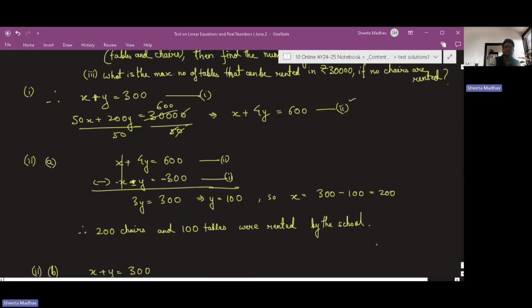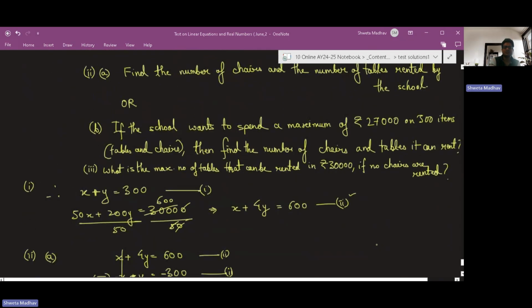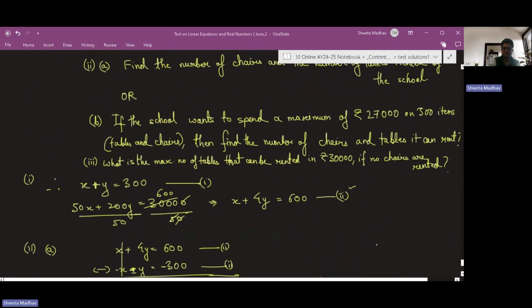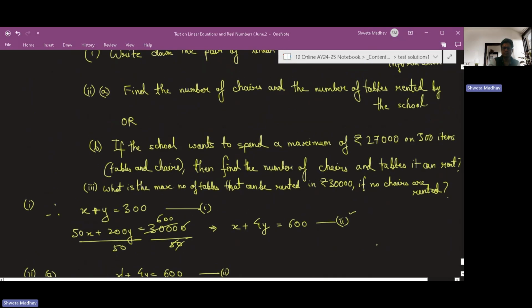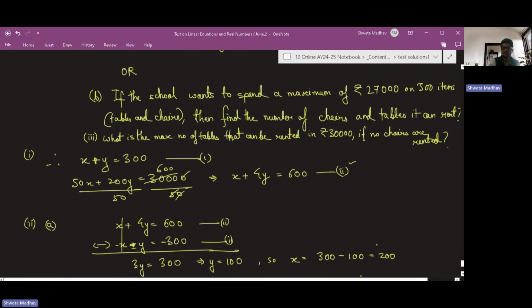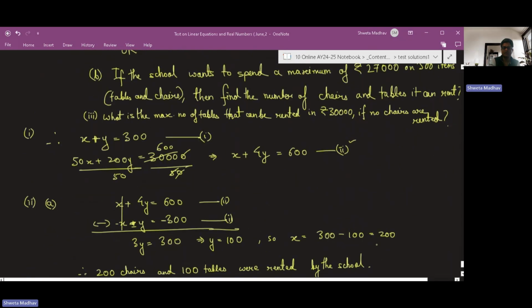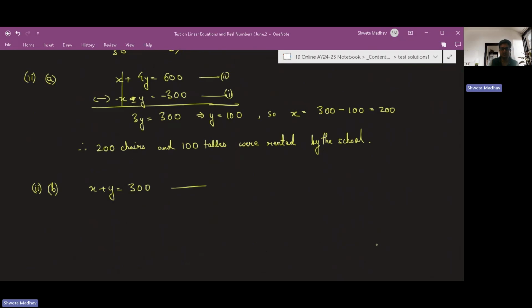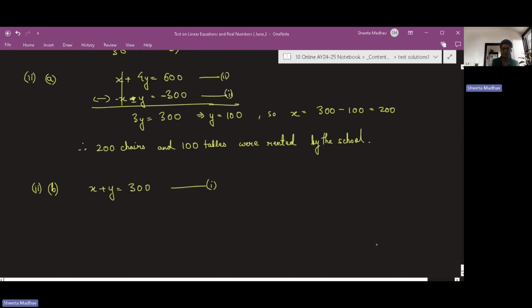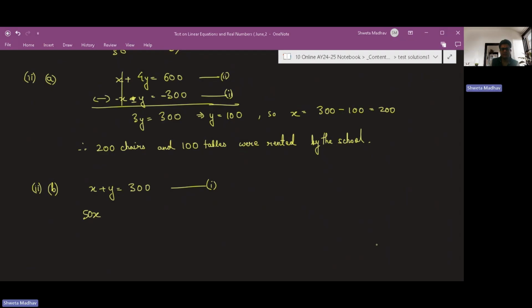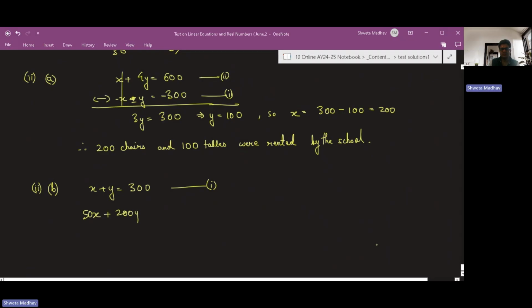Okay. So in the second subpart B, it has been told that the school wants to spend a maximum of 27,000 on 300 items. So therefore, X plus Y will be 300. This first equation will remain the same. And the next equation will be 50X plus 200Y, that will be equal to 27,000, since the rent for each chair is rupees 50 and for each table it is rupees 200. So this is our equation 2.